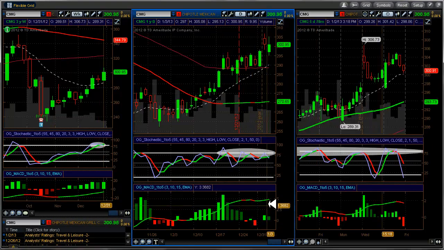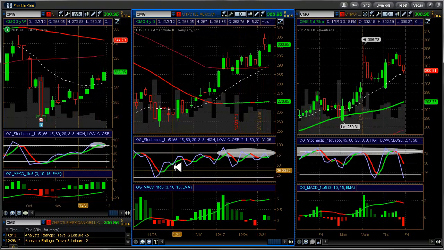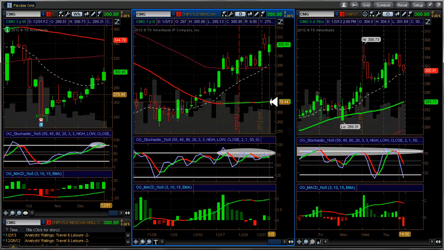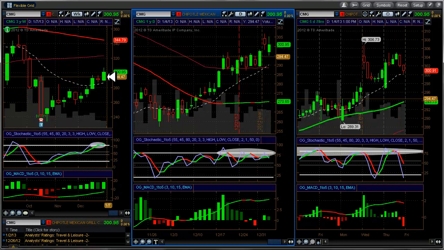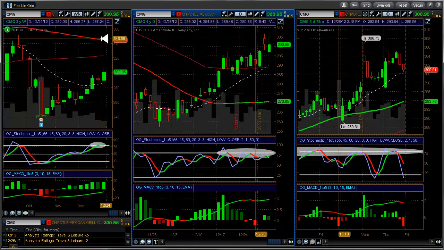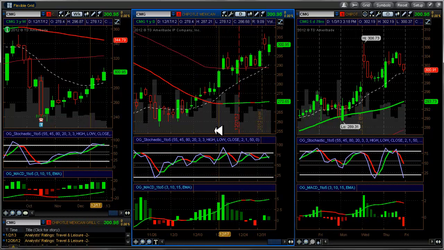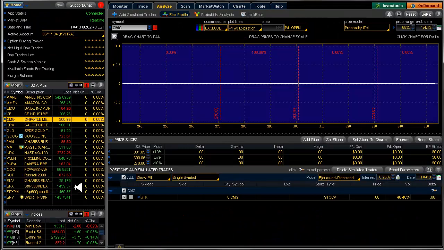Chipotle, pretty similar pattern here, similar to Apple. We're a little flat here on the midterm. Long term, we're still in a downtrend on the 50 MA, and it's beginning to flatten out. I think I'm going to take a pass on this one for anything right now, so I'm going to take that off of there so I'm not distracted.